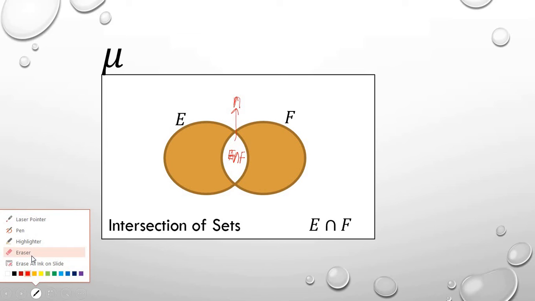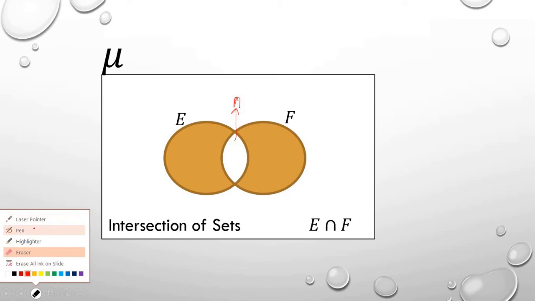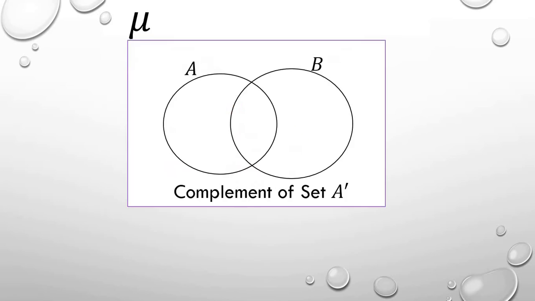What do they have in common? That's what we are looking at. What they have in common is in that space, E intersection F. Whatsoever is in this space is what they have in common.